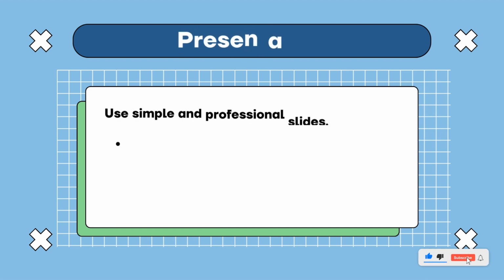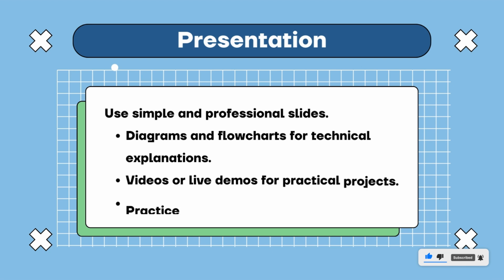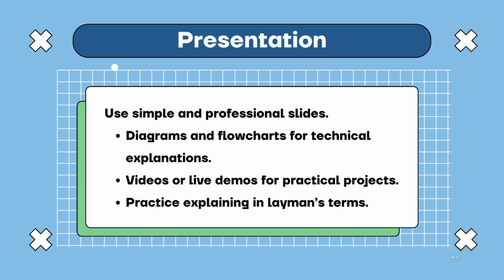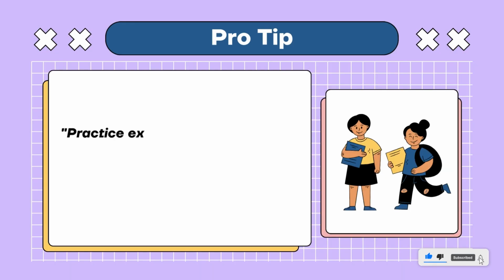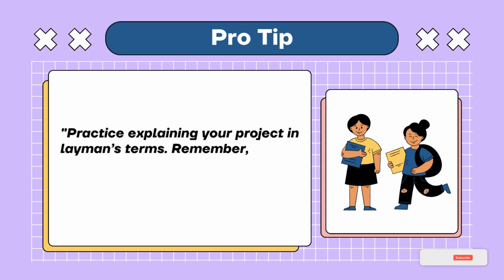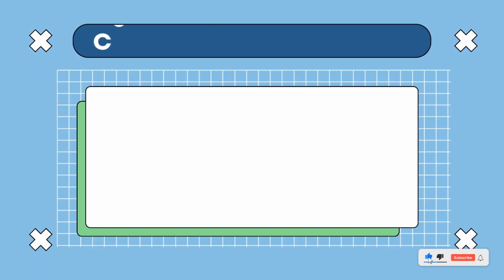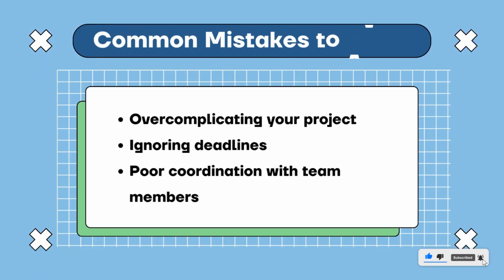For presentations, keep your slides professional and to the point. Use diagrams, flowcharts, or even videos to explain complex concepts. Practice explaining your project in layman's terms. Remember, your evaluators might not be experts in your specific topic. Common mistakes to avoid. Finally, avoid these common mistakes. 1. Overcomplicating your project. 2. Ignoring deadlines. 3. Poor coordination with your team members.